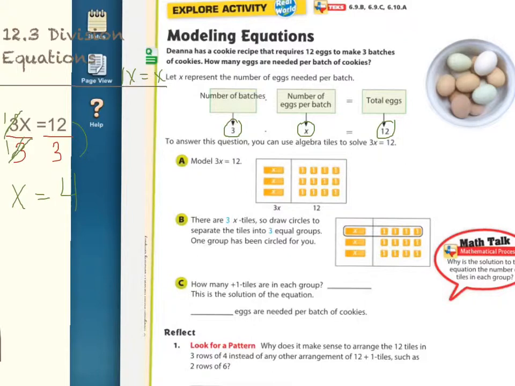but we know that there are 12 eggs that are needed altogether. Okay, so to model this, remember your X tiles are the big ones that, I don't know how big they are, we don't know that, but there's 3 of them, so 3 X's, just like this, 3 times X, and then over here you have 12, okay, and then they're showing you that when you put them together, 1x equals 4 parts. Okay, that's how that looks.